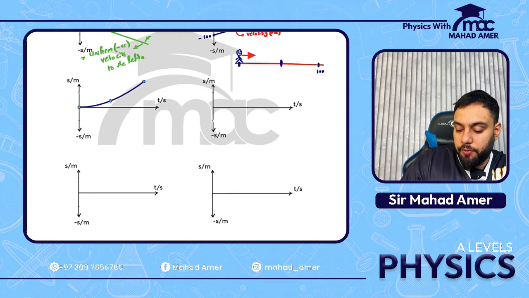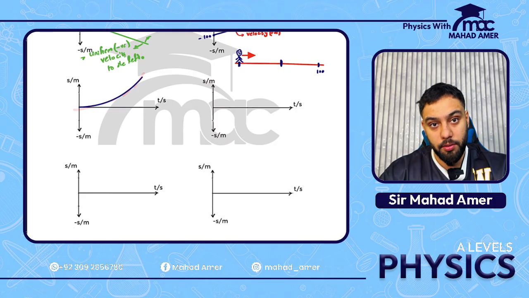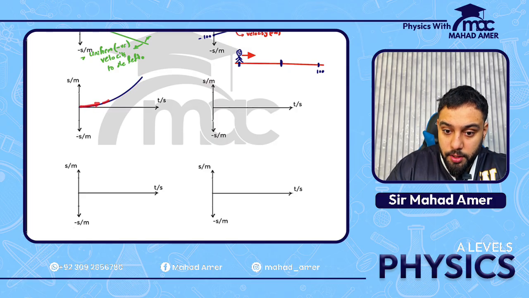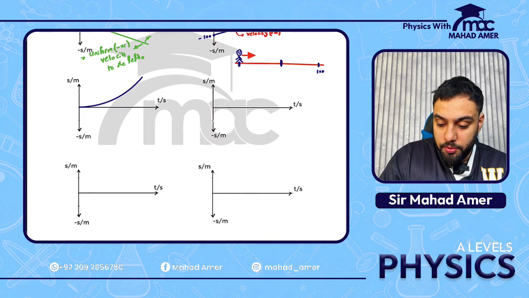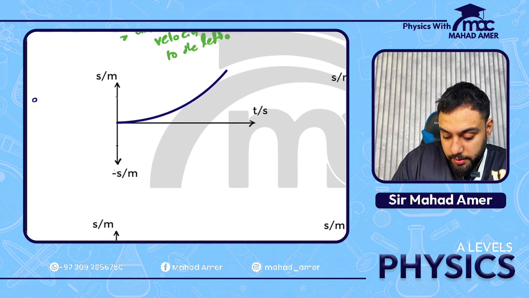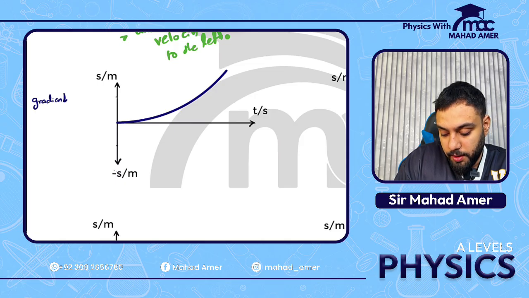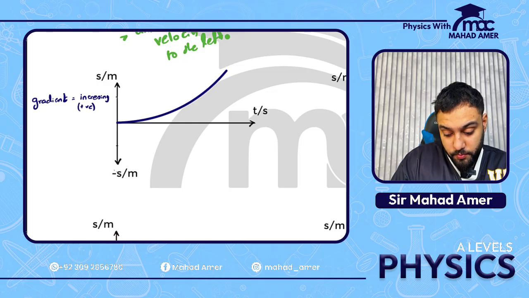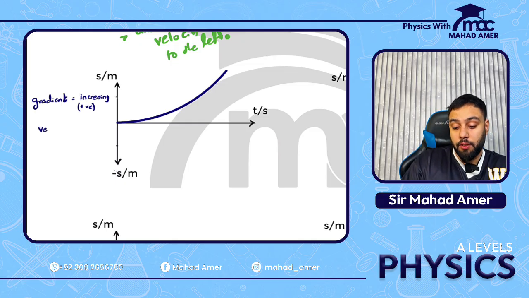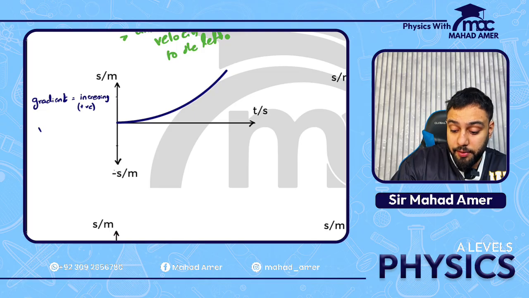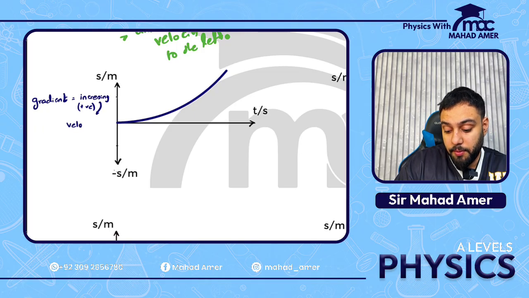My kids, if you actually understand this, you would realize that the gradient of the graph is increasing. You getting my point? Gradient of the graph is in this case increasing. The graph is getting steeper. That means gradient is increasing, and positively increasing. Since the gradient of displacement-time graphs gives us velocity, since the gradient is increasing, that means velocity is increasing.